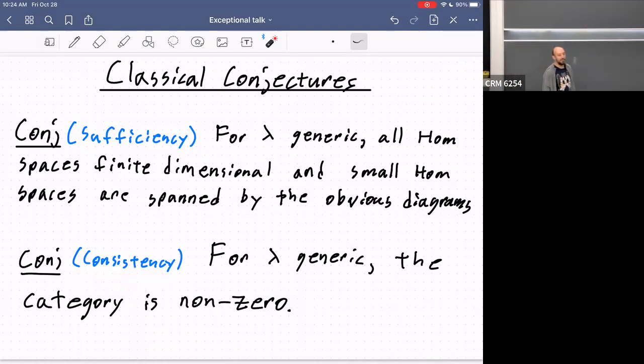The bad one is this other one, consistency, which says that this category is not the zero category. That one tells you that if I took a giant diagram and I simplified it in 2 different ways using these rules, I would get the same number out at the end.